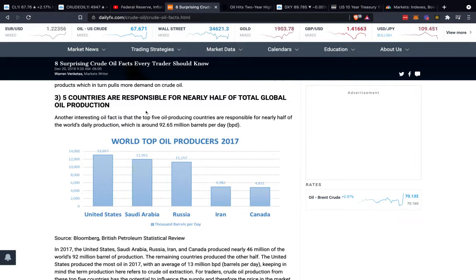Next, 5 countries are responsible for nearly half of the total global oil production. So another interesting fact about oil is the top 5 oil producing countries are responsible for nearly half of the world's daily production. So you always see these strange distributions. I like to look at a Pareto distribution specifically.